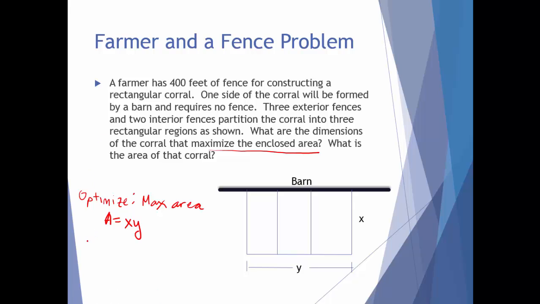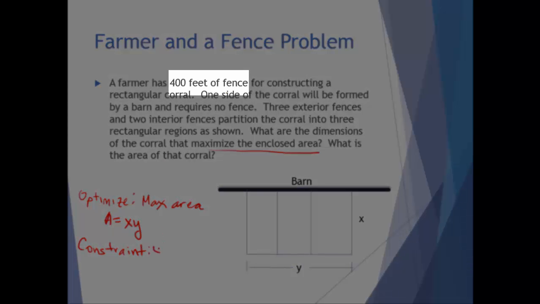Now our constraint for this particular problem, the constraint is going to be a few things. First of all, we of course are going to have to deal with this particular diagram. Our shape is set for us. We are constrained by the shape that we're looking at, but also by the amount of fencing that we have. We only have 400 feet of fence.